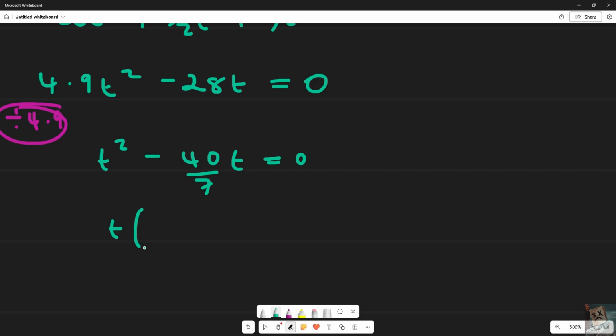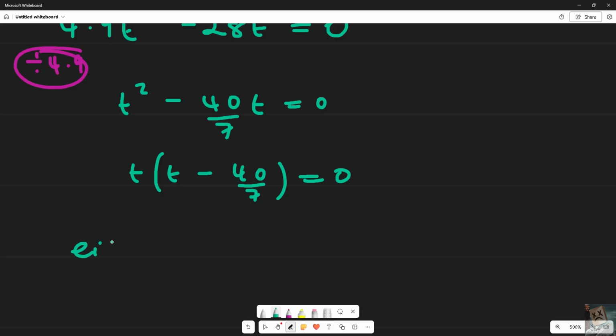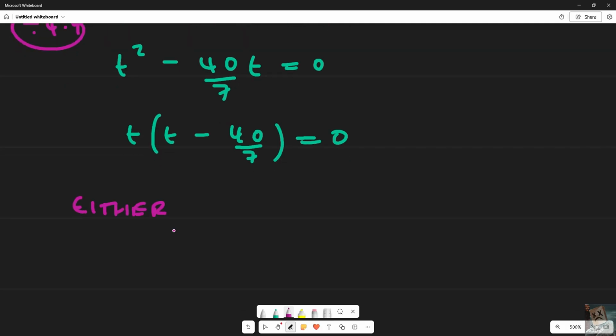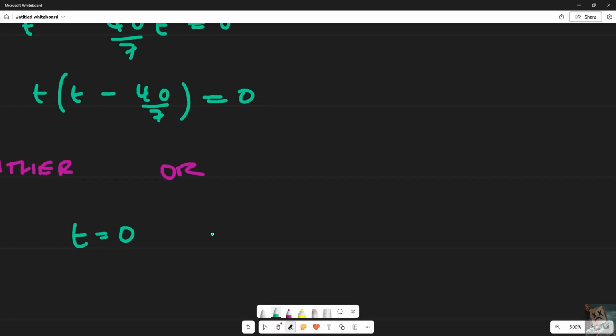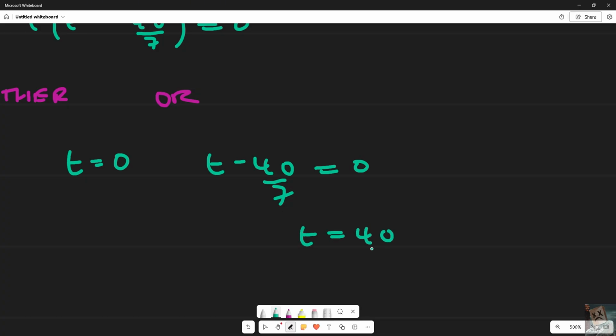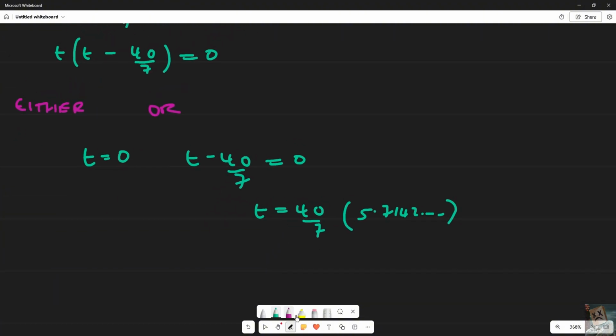And then factorise t out, we've got t times (t minus 40 over 7) equals 0. So either, let's write that a bit nicer, either t equals 0 or t minus 40 over 7 equals 0. So t equals 40 over 7, which is 5.7142, and that's going to go on. So I'll just leave it as a fraction.